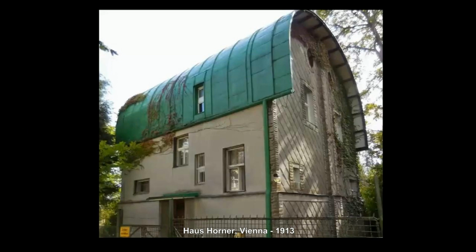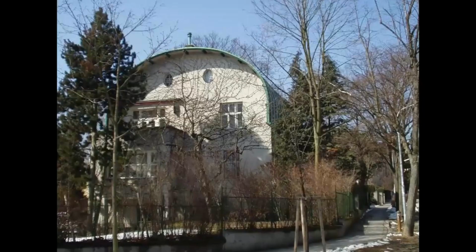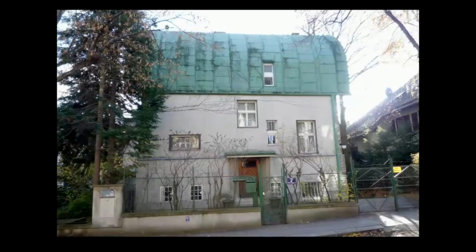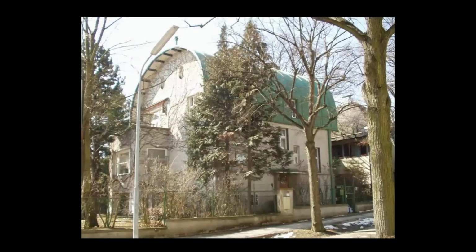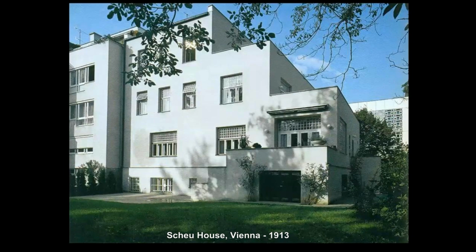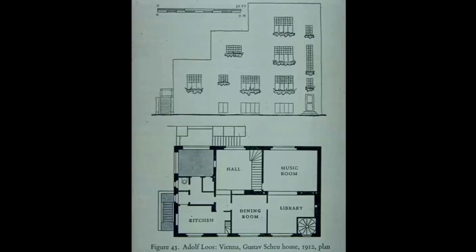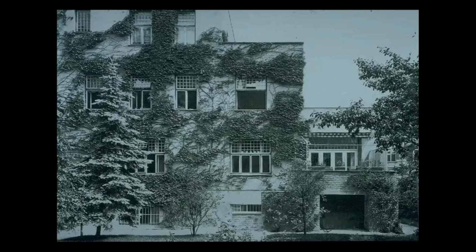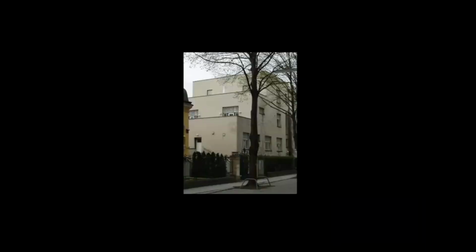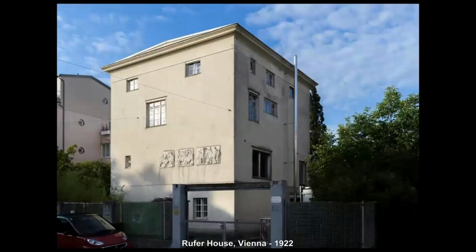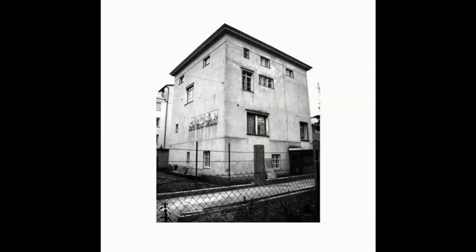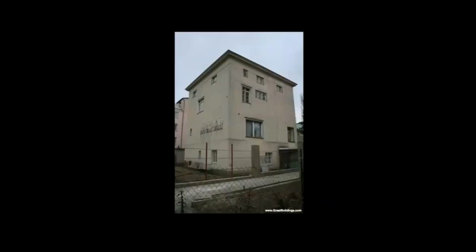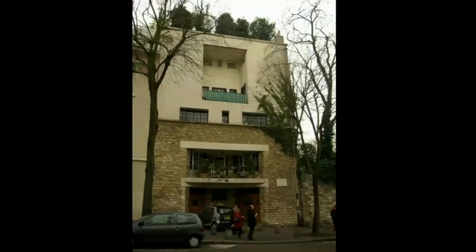spatial experience. Loos' approach to materials was equally revolutionary. He advocated for using materials in their natural, unadorned state, emphasizing their textural and tactile qualities. This material honesty was more than an aesthetic choice, it was part of his belief in authenticity and design. By employing materials like stone, wood, and marble for their inherent properties, Loos created spaces that were not only visually striking but also rich in sensory experience.